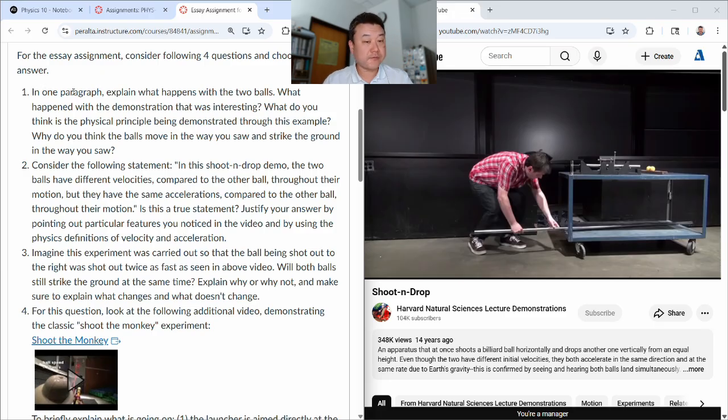In one paragraph, explain what happens with the 2 balls, what happened with the demonstration that was interesting, what do you think is the physical principle being demonstrated through this example, why do you think the balls move in the way you saw and strike the ground in the way you saw. And let me open the model answers.